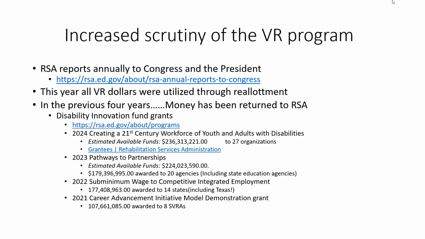However, this year, the good news is that all VR dollars were utilized by the end of reallotment. In fact, agencies asked for more money than was available. So outcomes are improving, all that good stuff is happening. But again, when those reports happen with Congress, part of what people might ask is, why do you need this money if so much is being returned? It's a fair question. Anyway, all of this goes back into the need for data, the need for the work we do, and how we do that work.